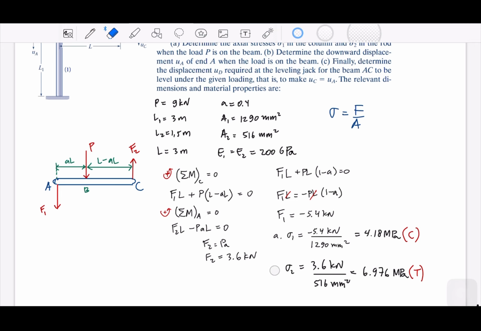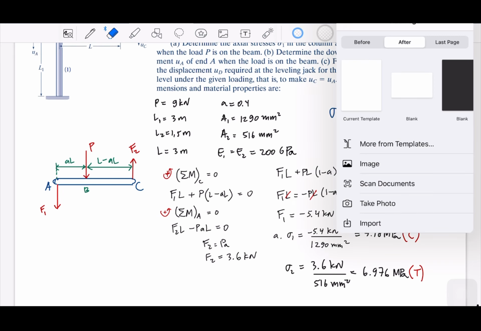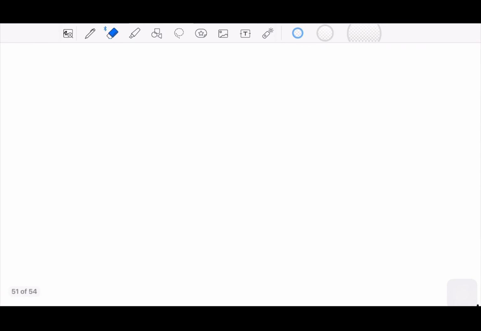Oh, it's not B, sorry. It's just A. B is a different question. Okay, let me go for B. So precisely, this will be the same as what we did before. So for B, we need to find displacement, right? Displacement, it says UA.